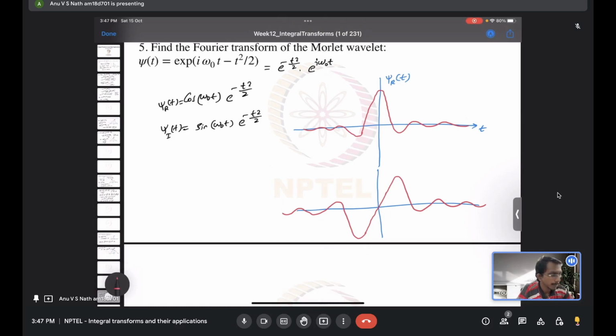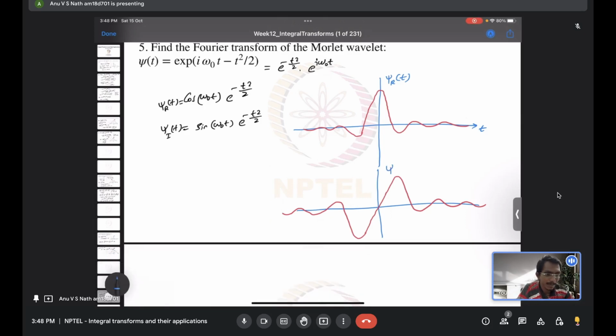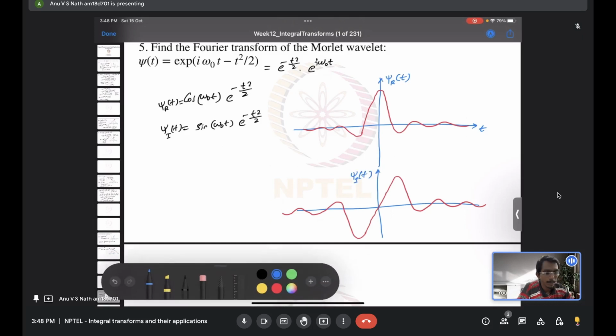So probably the frequencies are not matching, but you should remember that both have been plotted with the same frequency omega 0, so it would actually match. When I plotted it, it didn't match. I hope it is not going to cause ambiguity, it's just my plotting mistake. Psi I of t. Now actually you can combine these two.